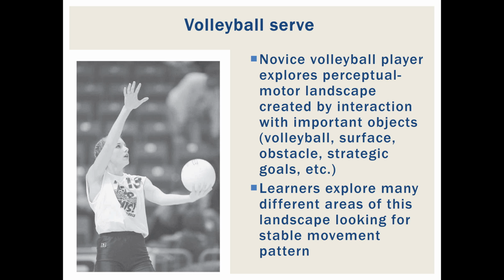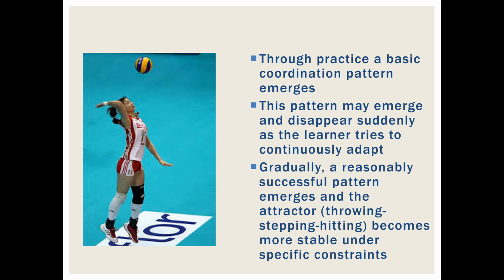What is the strategic goal of this serve? Am I trying to score? Am I just trying to put the ball over the net so someone has difficulties receiving the ball, etc. So learners are going to explore a multitude of those different attractor states in the perceptual motor landscape. And how do you know whether someone is exploring the perceptual motor landscape when they're first learning a new skill? How do you think you can tell? Sorry? Mistakes, inconsistencies in performance.